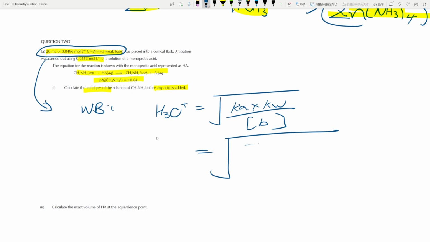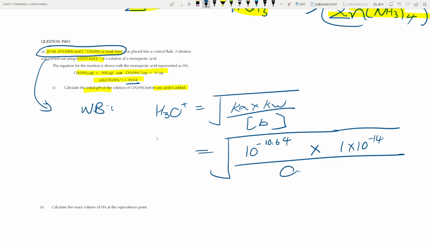So what's Ka? Ka is going to be 10 to the power of negative 10.64, if you've got a pKa of 10.64, times Kw, which is 1 times 10 to the power of negative 14, and divided by the concentration of base, which is 0.0496. This is just looking for numbers, okay? So if you can't find these numbers, then I really can't help you.